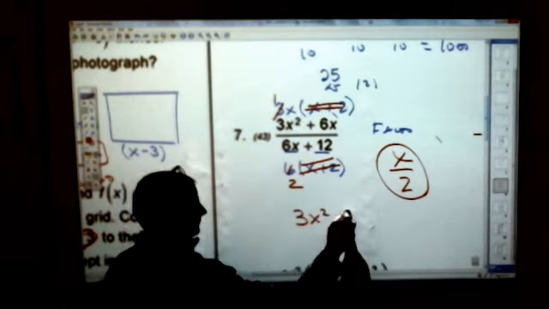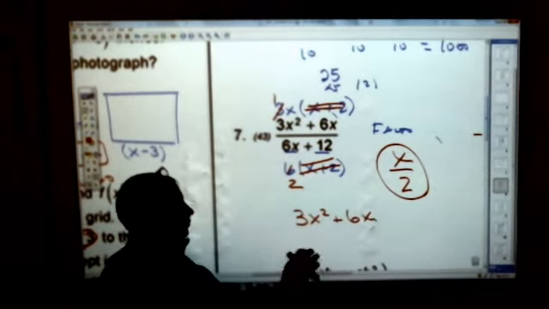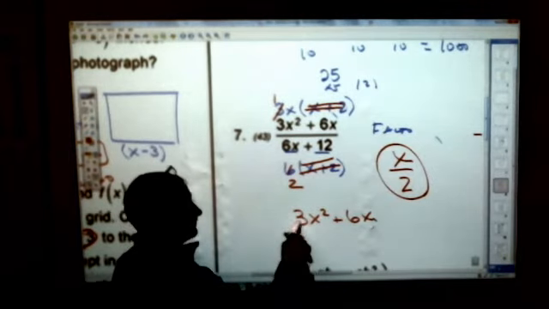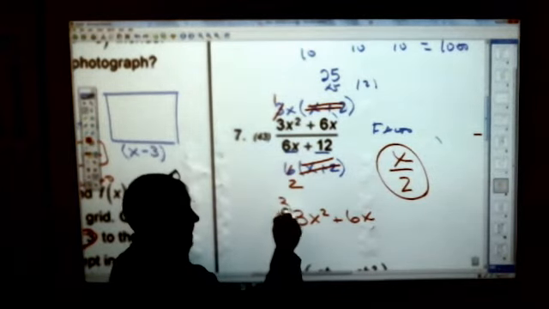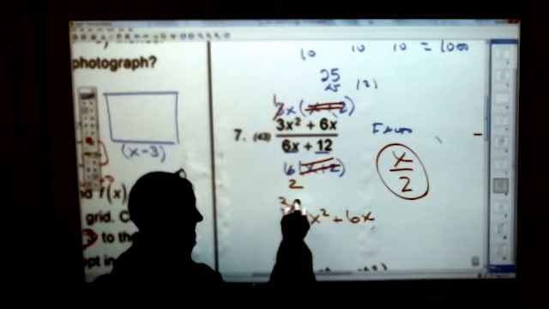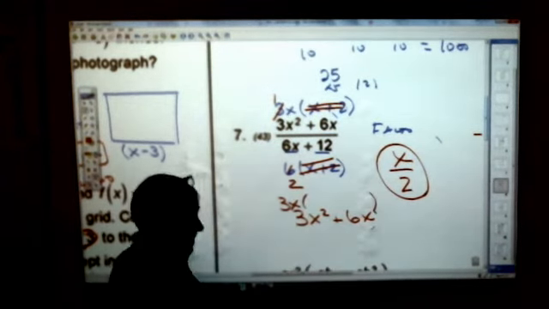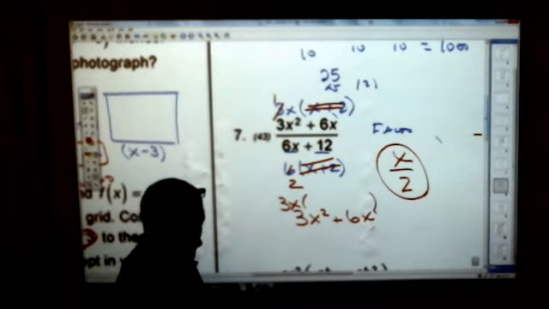I'm going to rewrite it right here. This is what I started with. What do they have in common? What can you take out of both of them? You can take a 3 out, and they both have an x. So I can take a 3x out. This is what I'm removing by dividing, I guess you could say.